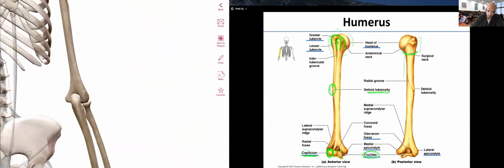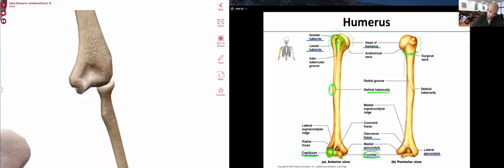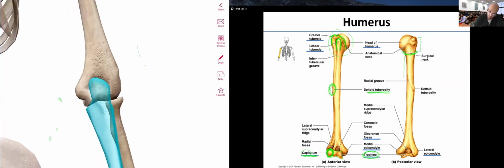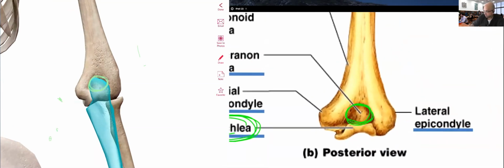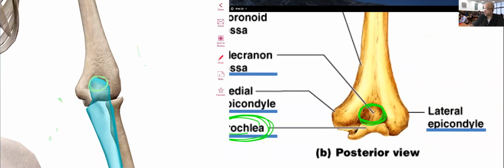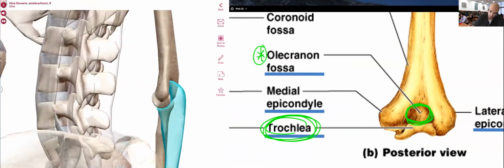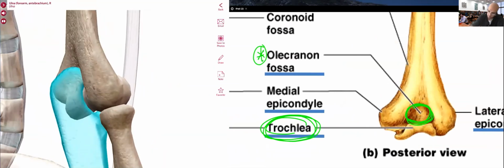If we're looking at the posterior aspect on here, we'll see a large bony depression in the posterior aspect of the lower end of the humerus. We call this my olecranon fossa. And the olecranon fossa here, if you see, is the site for articulation of this large process.